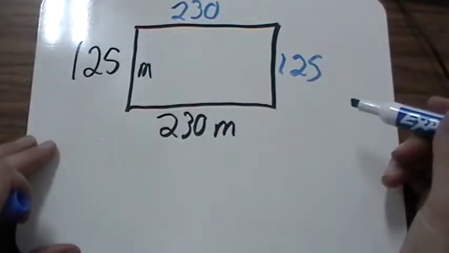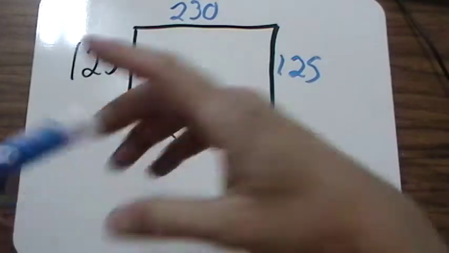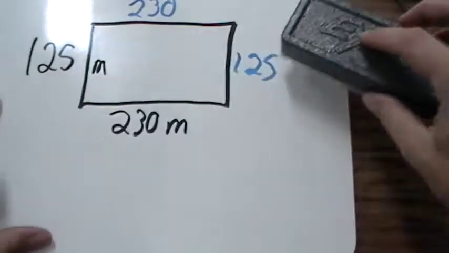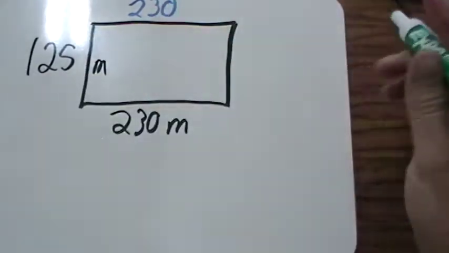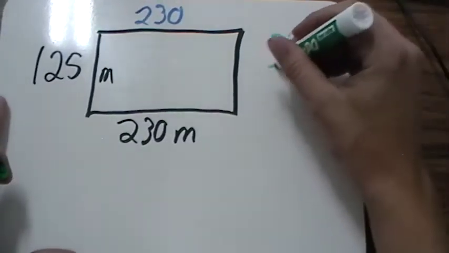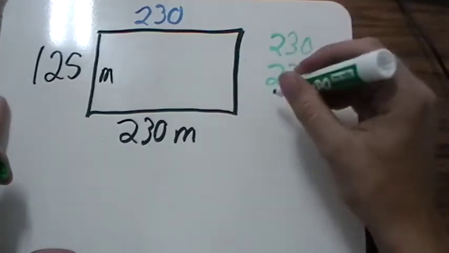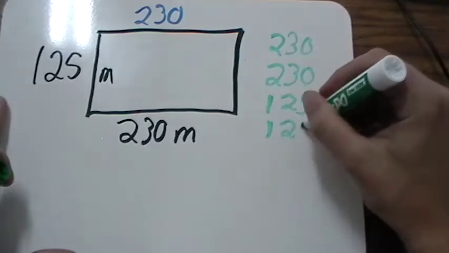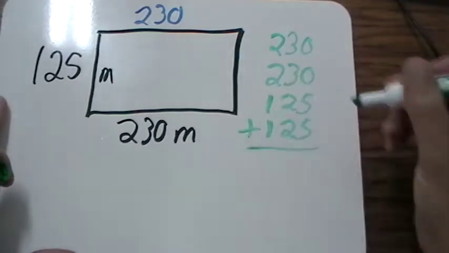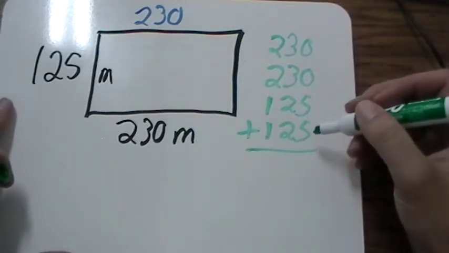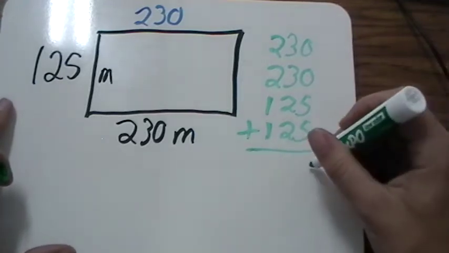But because these numbers are bigger, let's write them off on the side so that we can stack them on top of one another. Okay? 230, 230 again, 125, 125 again. Add them together. 0 plus 0 plus 5 plus 5 is 10. Carry the 1.